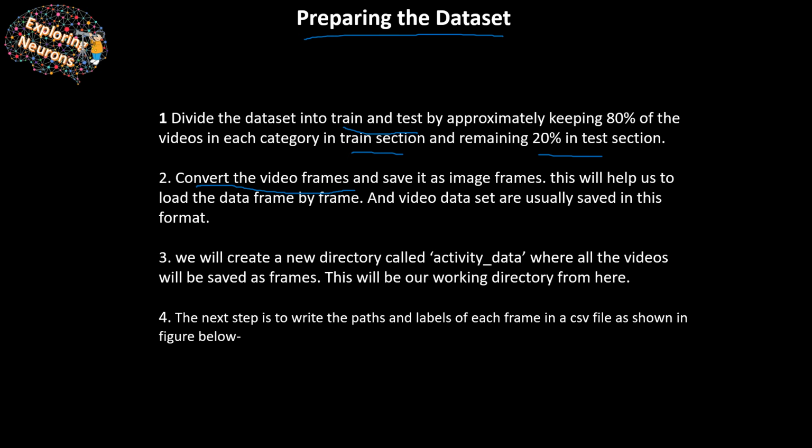With that we can create the CSV file, and from the CSV file we can directly load frame by frame. Also, in many datasets you would see that some are saved in video format, and many you'll find saved in this frame by frame format. We'll create a new directory called activity data, where all the videos will be saved as frames, and this will be a working directory. Then we'll use this to prepare our labeled CSV file, like the way we did in the image classifier.